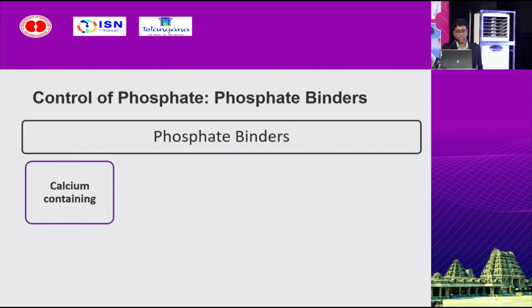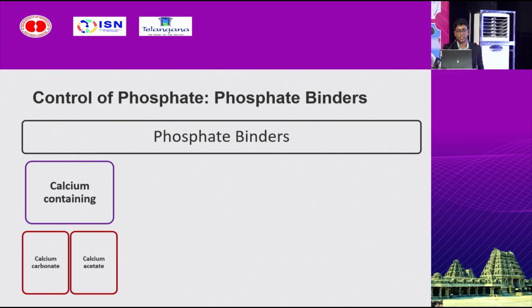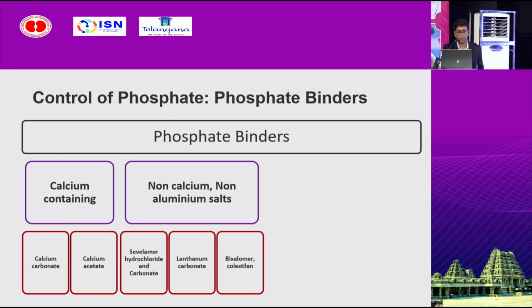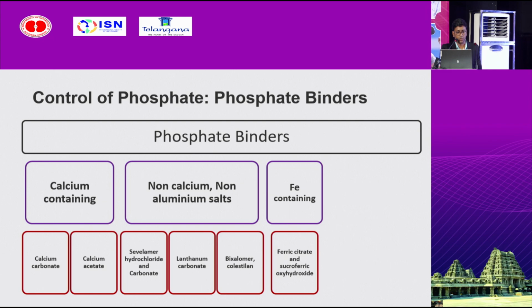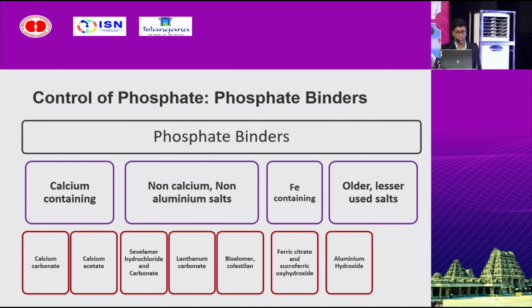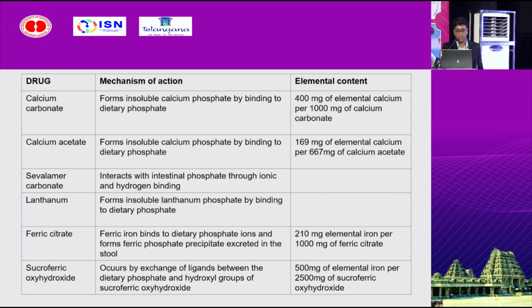So how do we classify phosphate binders? We classify them based on the following headings: calcium containing, calcium carbonate and acetate; non-calcium containing, sevelamer hydrochloride and carbonate, lanthanum carbonate; ferrous, the newer phosphate binders, ferric citrate and sucroferric oxide; and older, less used salts like aluminum hydroxide.